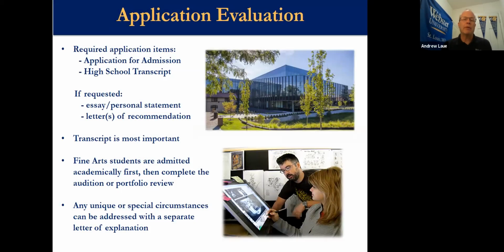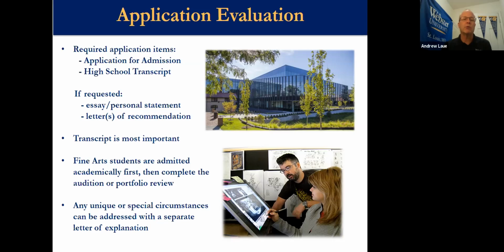So, just about the application evaluation, what we look for. The required application items are an application for admission and a high school transcript. Those are the two items we need at a minimum in order to evaluate you for acceptance. We generally like students that have at least a 3.0 or higher. Around a 3.0 is what we're looking at to be strongly considered for admission. As I said, we for sure need the transcript.